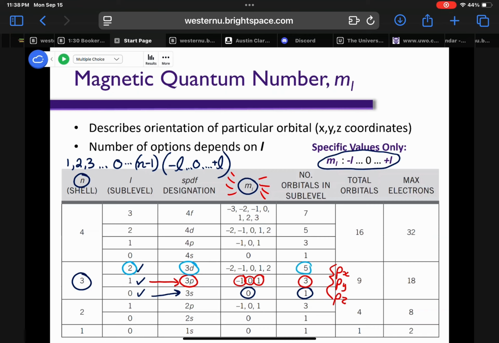Guess how many 3d orbitals exist? 5. And we're going to learn next class about what those shapes are and what they look like in 3-dimensional space. And as we go up, as soon as you get to the f, lo and behold, there are 7 orientations of f orbitals. Okay, so we have now defined the different orbital options using the first 3 quantum numbers: the principal quantum number, the azimuthal quantum number, and the magnetic quantum number.